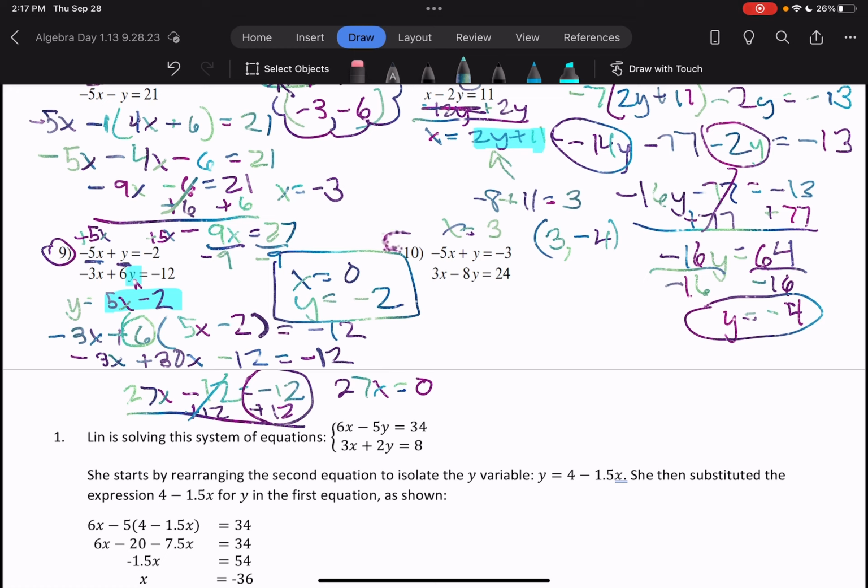All right, so number 10, you're going to do on your own because you just saw me model it. My hint is to solve for y here first, okay? Solve for y here first, and then plug it into the other equation.